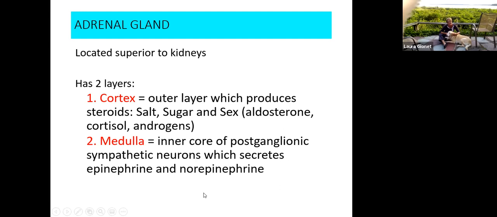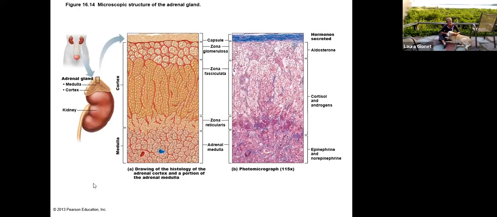Right, the medulla is the inner core of postganglionic sympathetic neurons, which secrete epinephrine and norepinephrine. So the adrenal medulla, right? You have cells that produce epinephrine and norepinephrine, and when stimulated, release the epinephrine and norepinephrine into the bloodstream as part of the sympathetic nervous system.